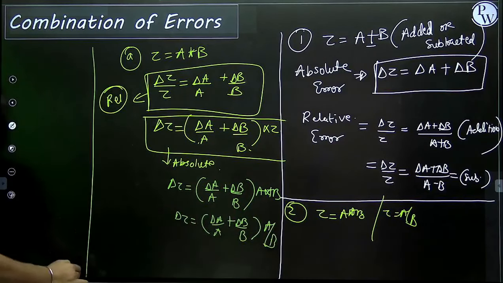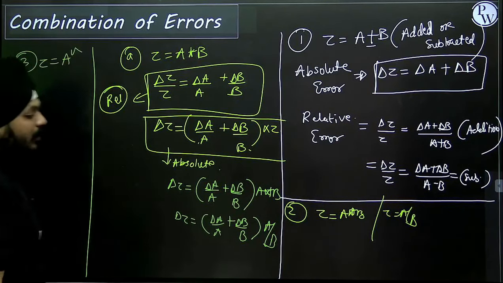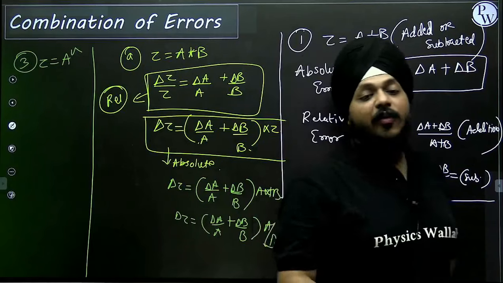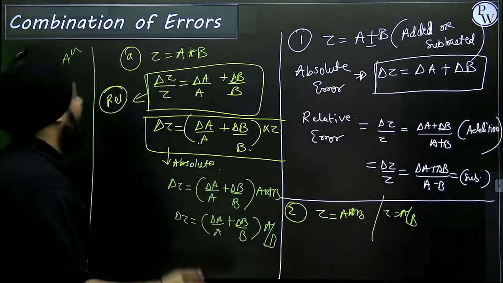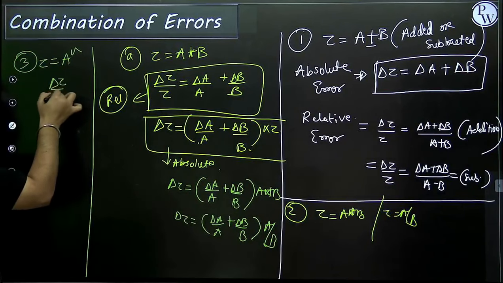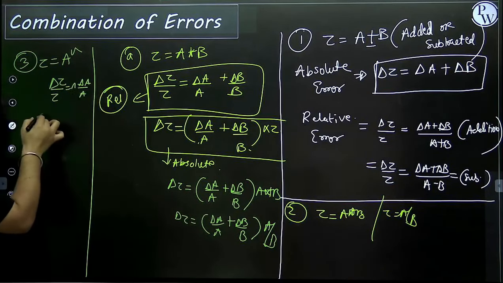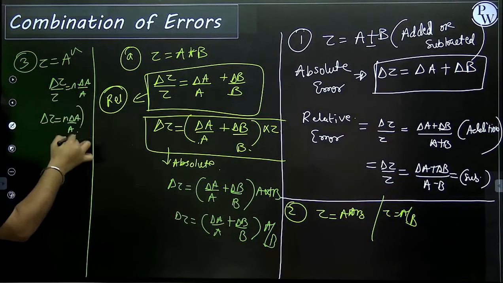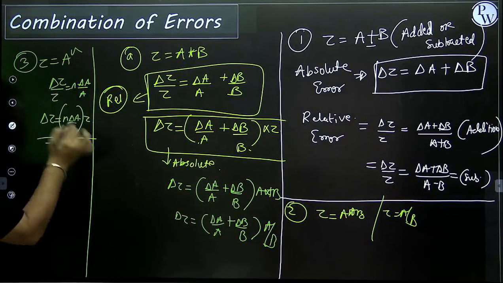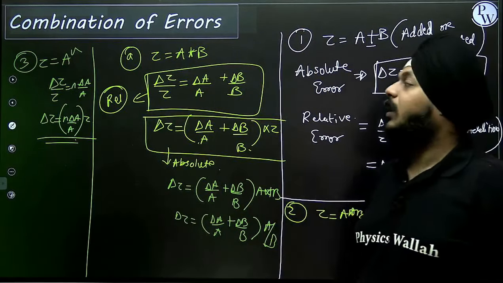The third case is if I'm conducting an experiment in which one physical quantity is measured n times. So for that, the relative error I can write as delta Z by Z is equal to n delta A by A, and this n delta A by A is an absolute error into Z. So this is all about the combination of errors.